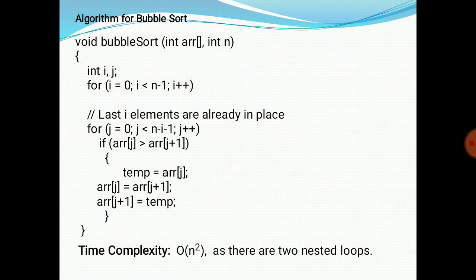The time complexity of bubble sort is also order of n square, as it is using two nested loops here. So again, for the worst case, if the total array is unsorted, then it will require n into n comparisons. Both loops will run n into n times. So that is order of n square.